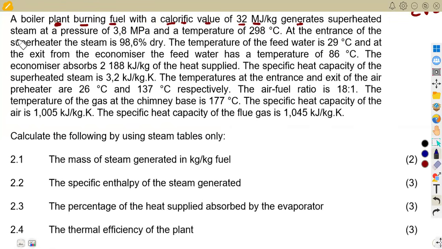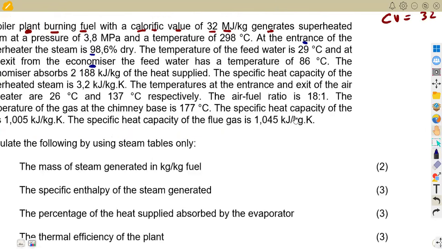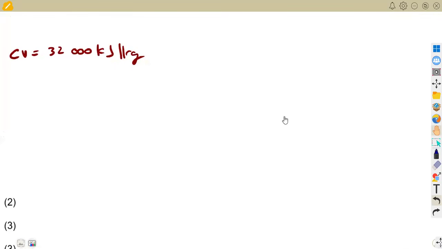So it has superheated steam. Let's just check what else we have in this case. At the entrance of the superheater, we're given that this steam is dry, 98% dry, meaning at the output of the evaporator. So there's an evaporator there. Then they're talking about the entry of the water and exit to the economizer. So that means this steam plant consists of three things: the economizer, the evaporator, and the superheater.